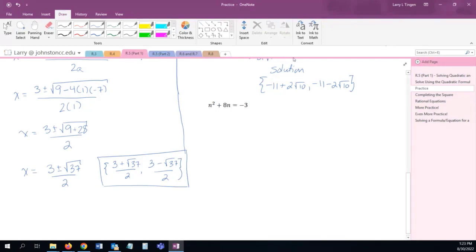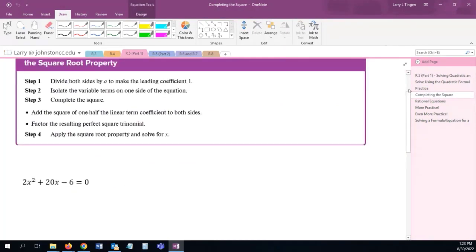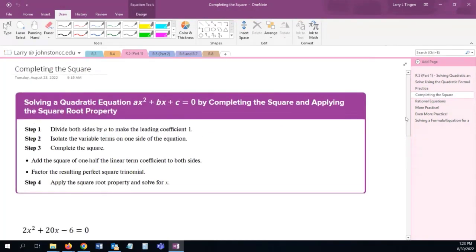All right. Now, is there another way to do this? Of course there is. What is that other way? Well, it's called completing the square. So let's bring the next page up. And let's talk about completing the square. So here's what's going on. I remember learning this. I was not a fan of this method for the longest time, because it was called completing the square and I didn't understand what it meant.